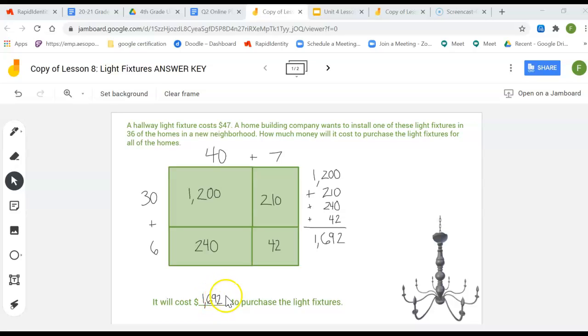$1,692 to purchase the light fixtures. So you can pause the video as often as you like to go back and make any corrections to yours.